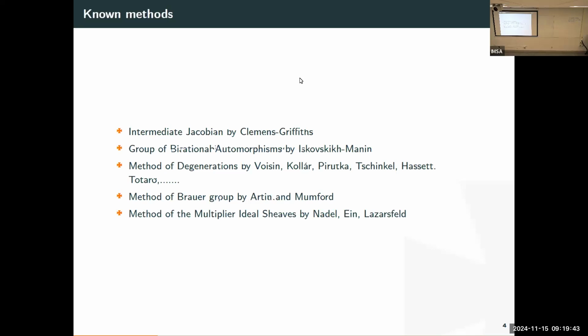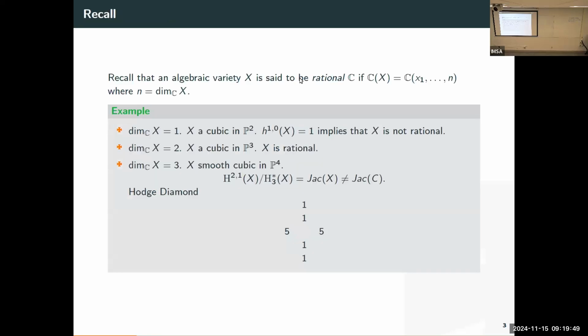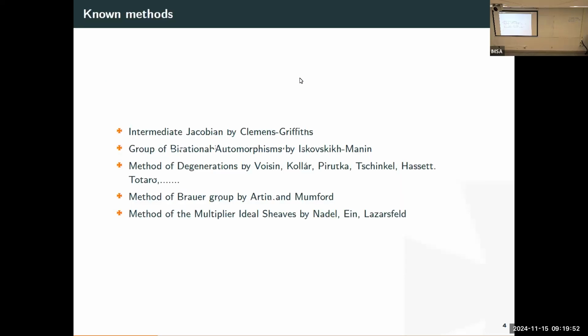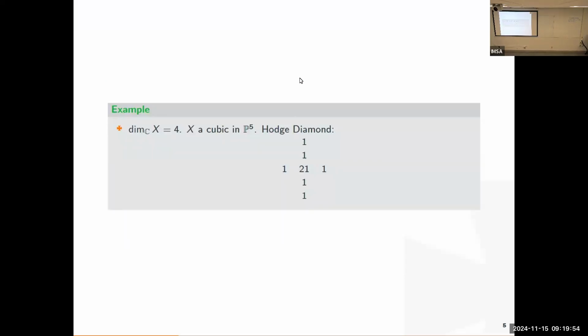I'm sure that one day this will be developed properly. So now, the first example we will try to approach by this new method is the example of a four-dimensional cubic, a generic one. And let me just remind you that it has a Hodge diamond as it's written here.